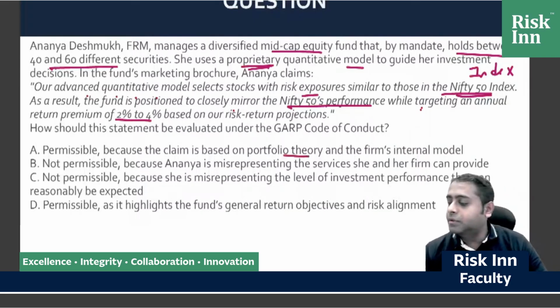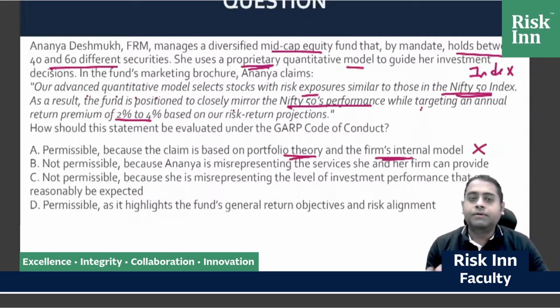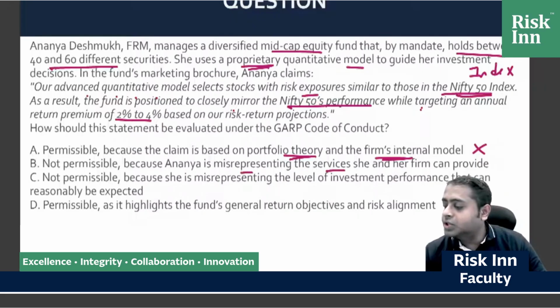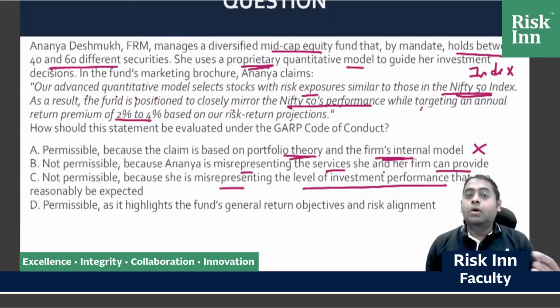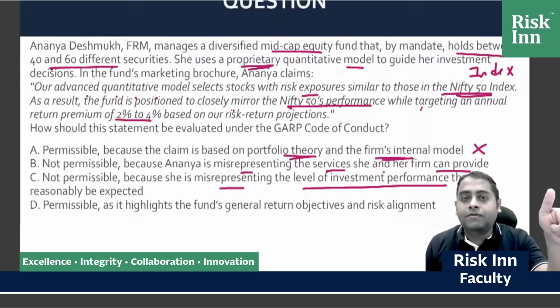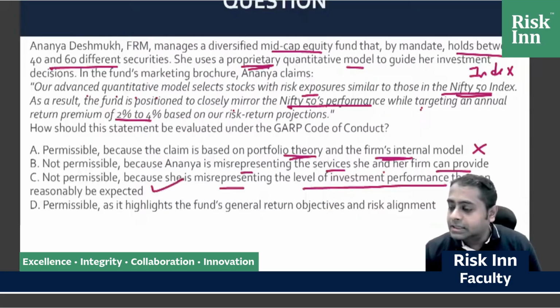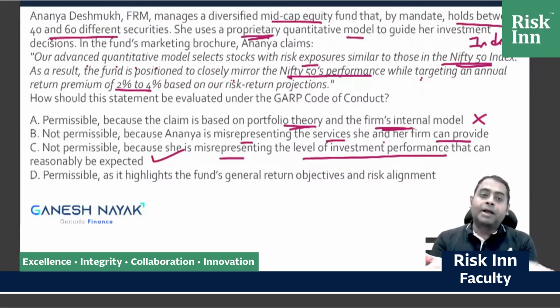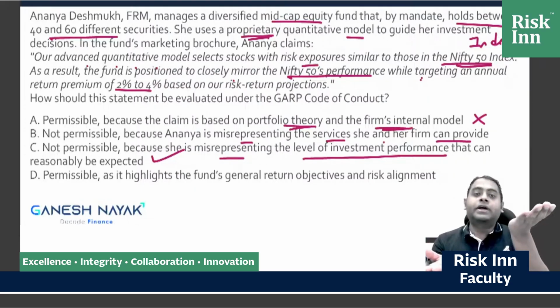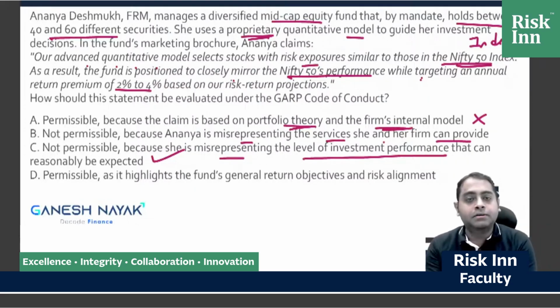See, over here they are saying it's impossible because of portfolio theory. Is she misrepresenting the service she or her firm can provide? She is misrepresenting the level of investment performance. Her service of providing fund management is not wrong. What is wrong is how my fund is going to perform. So the answer is C, because I am giving a wrong picture. Both my portfolio and the Nifty 50 are almost the same, but I'll be able to generate higher. How is it possible? You will only be able to generate the same return. Correct?